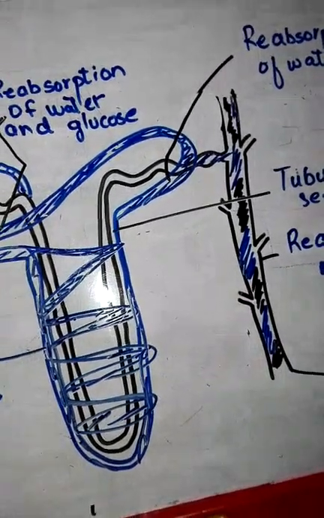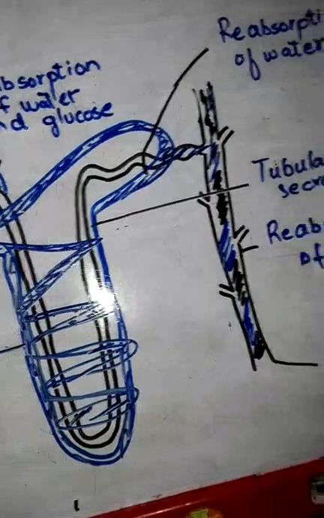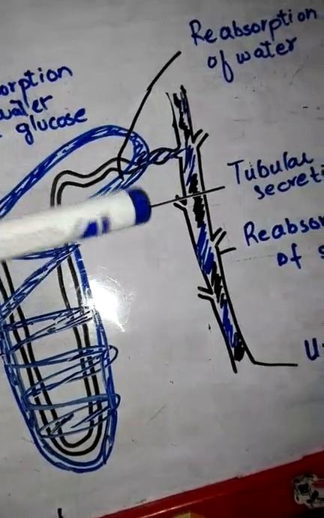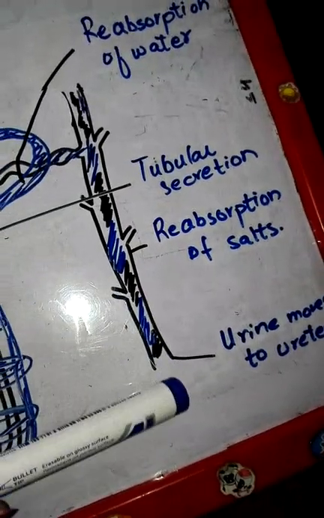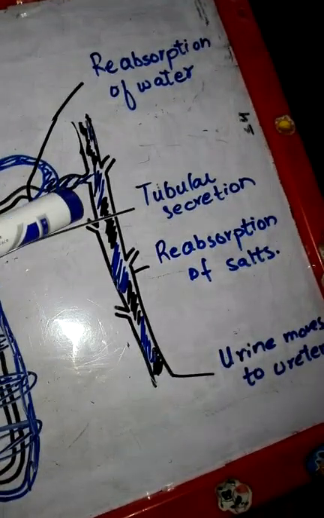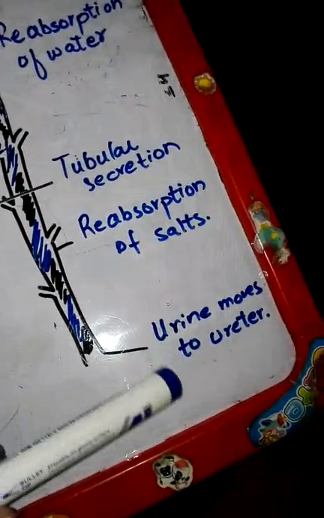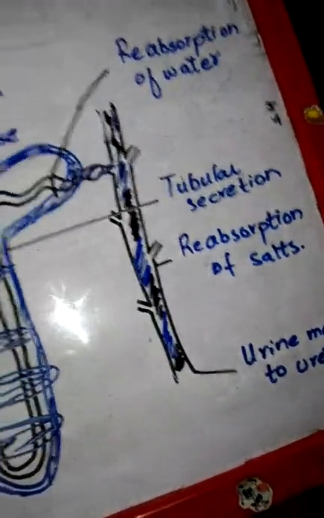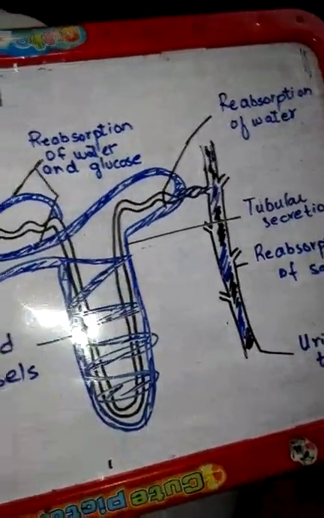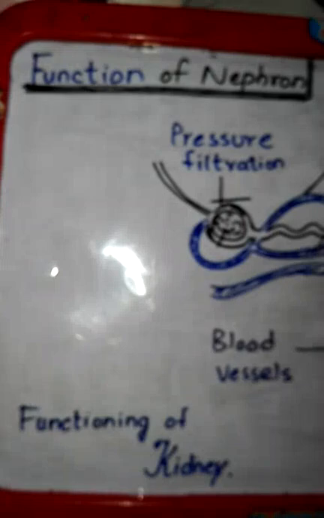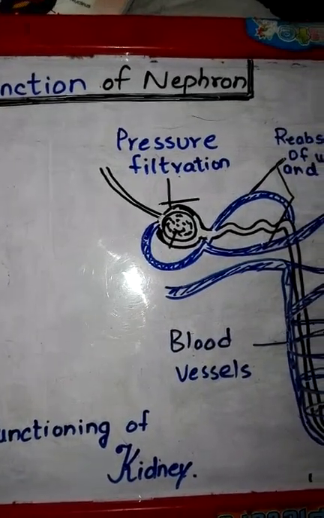So what happens there? After all the steps, the filtrate present in these tubules is known as urine, and it moves from the collecting duct to the ureter. Here takes place the reabsorption of salt, and the remaining waste material is secreted to the ureter. Everything which can be utilized is reabsorbed in these three steps. So class, this was all the function of nephron, different from the structure of nephron.